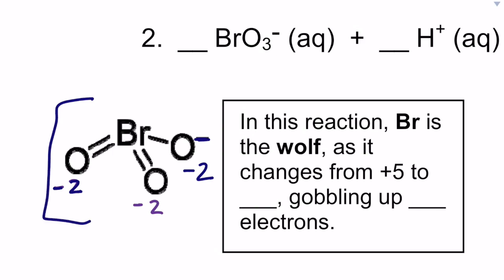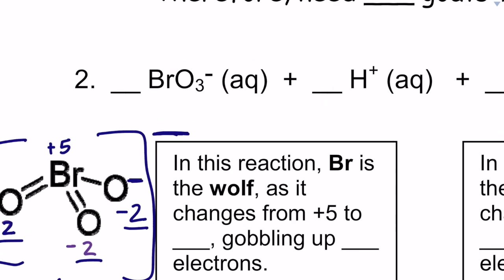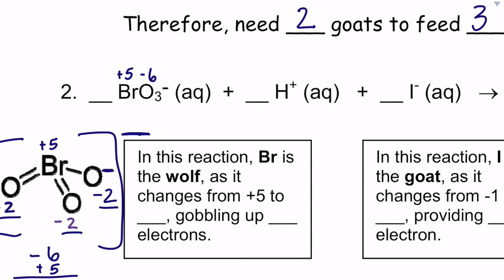However, the overall charge of the entire species must be -1. That means that our bromine's oxidation number must be +5, because if we have 2, 4, 6 negative charges, we need the outcome to be -1, which means we have to add only 5. So the oxidation number for bromine is +5, and for all of our oxygens it is -6 total.